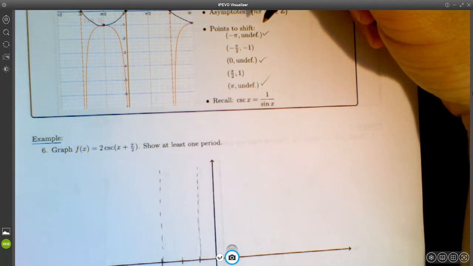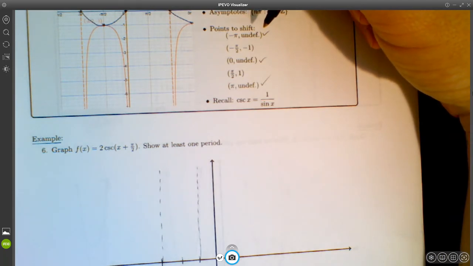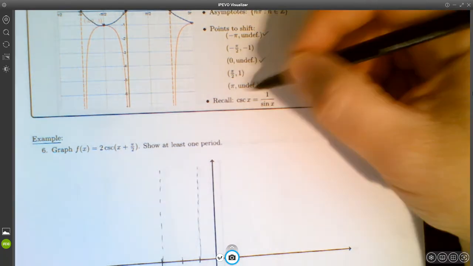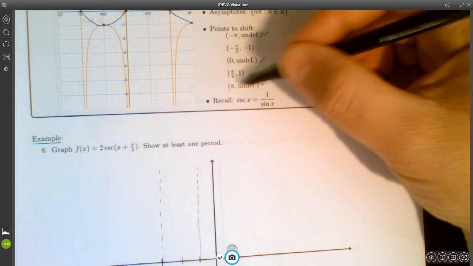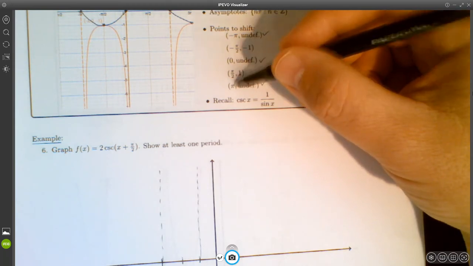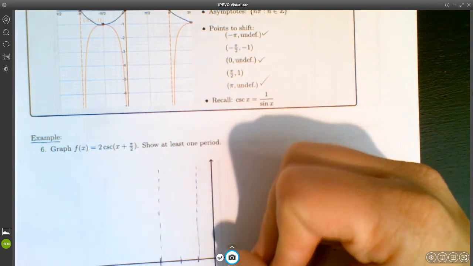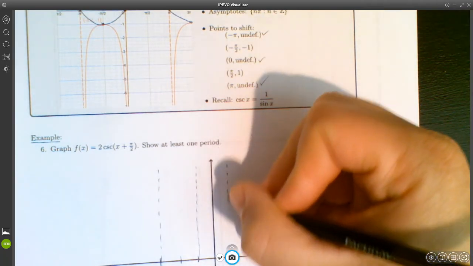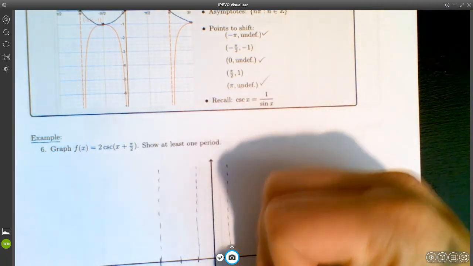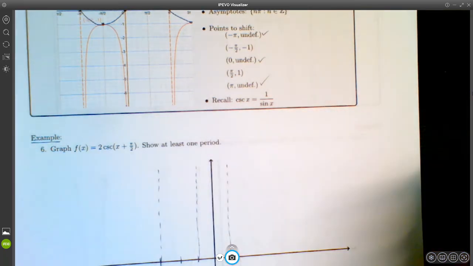And then I usually have another asymptote at pi, but again, shifting it left pi over 2 units, it's going to be an asymptote at pi over 2. Okay.